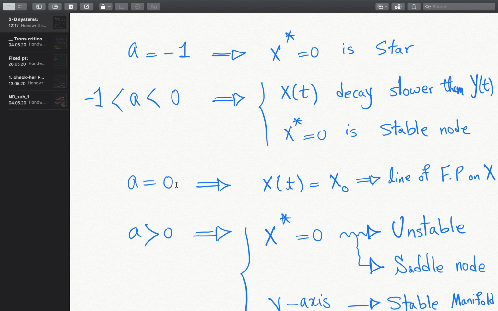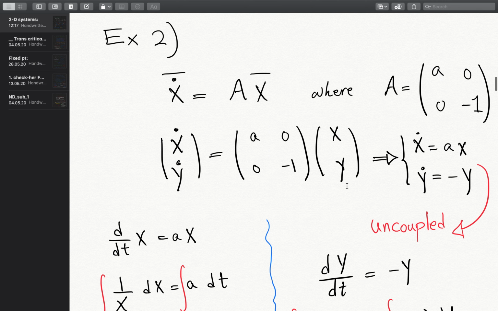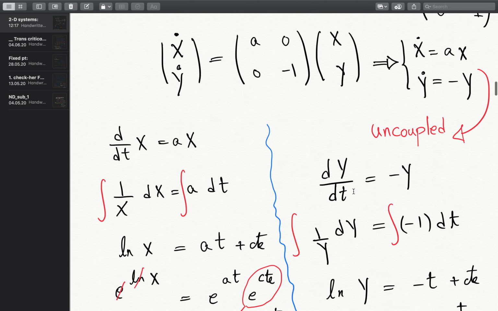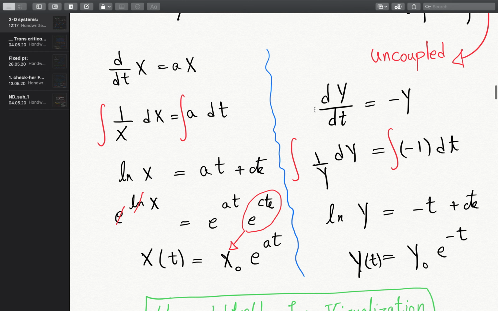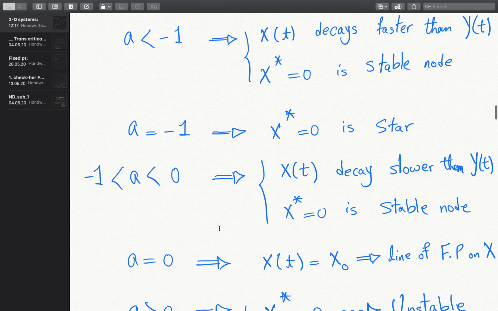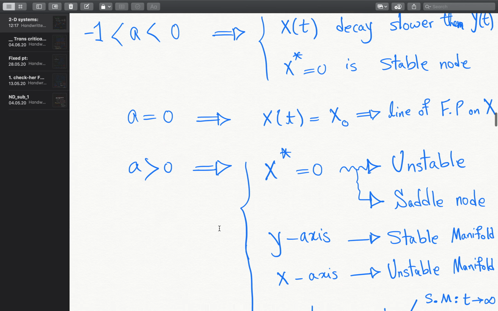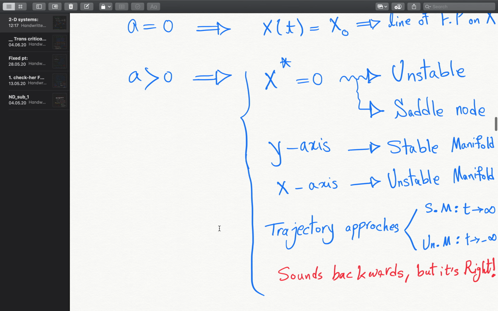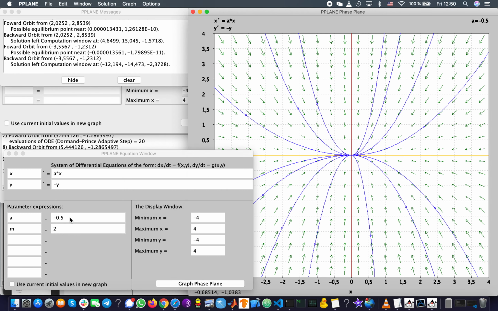So if a is equal to 0, as we saw, you just have a line of fixed points at x star, because x dot is equal to 0, and then x of t is equal to x naught e to the power 0, which is 1. Therefore x of t is always equal to x naught, and all of this line is fixed points. But the interesting thing is when a is positive. This is very interesting and very informative.